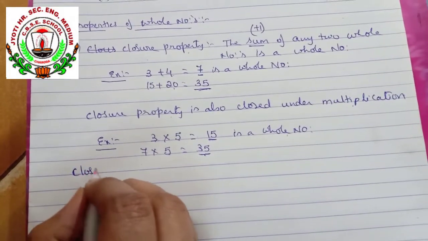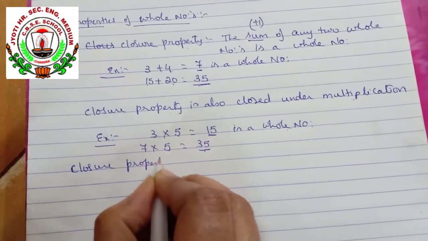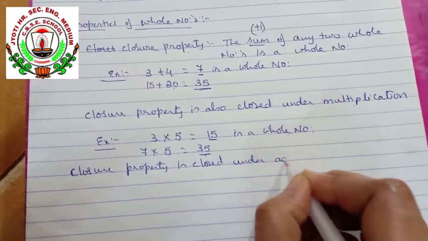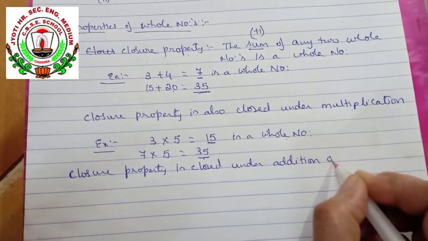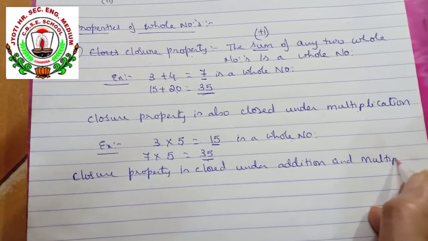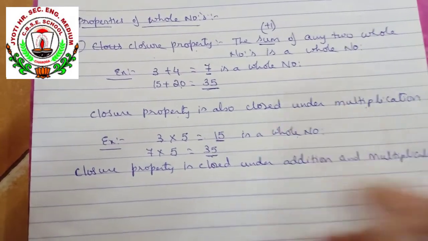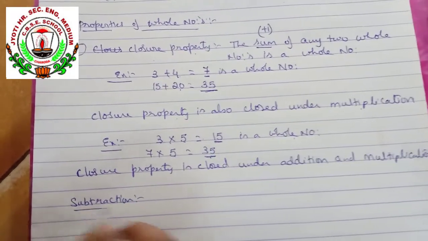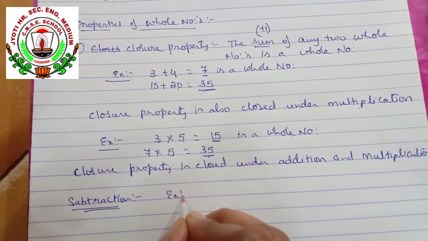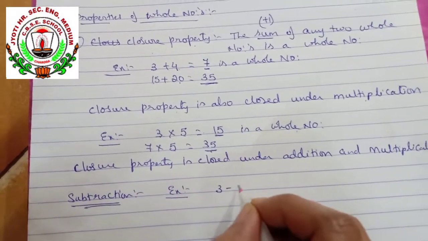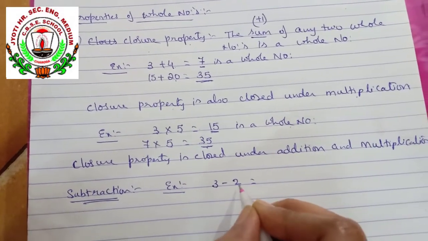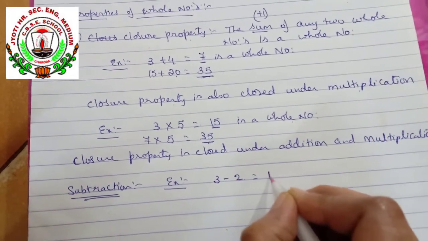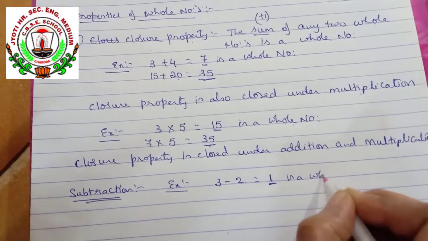So the closure property is closed under addition and multiplication. Next, subtraction. For example, when I write 3 minus 2, 3 is a whole number, 2 is a whole number. When I subtract these two, 3 minus 2 is 1. 1 is a whole number.